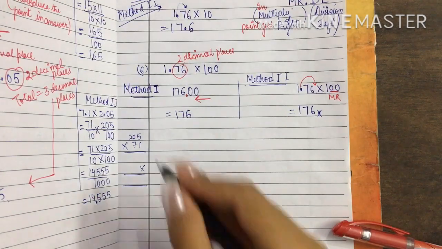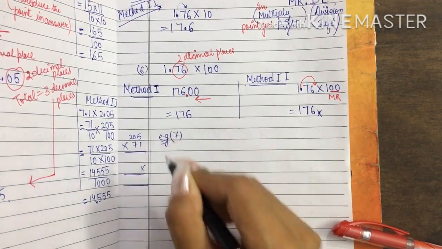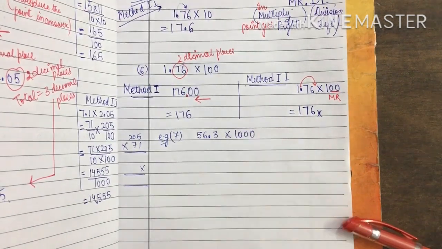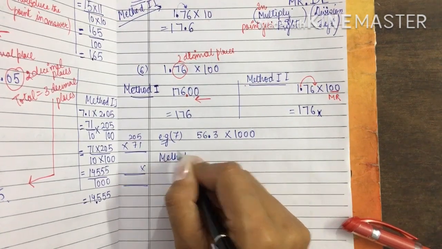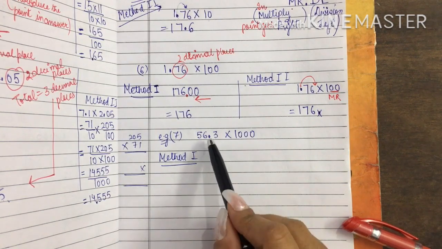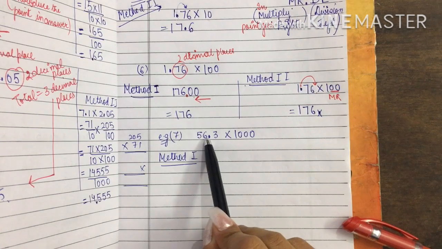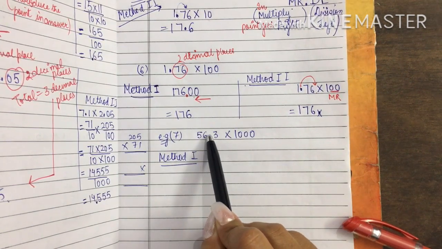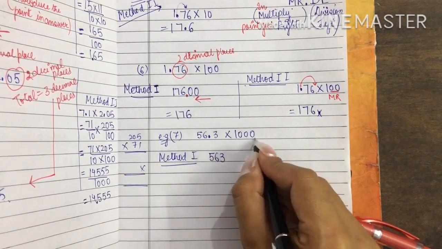Let's take one more example only for this part. Example number 7. We have 56.3 multiplied with 1000. Now let us do it with the first method. My first method tells me to multiply orally in my mind. So this is 563 if the point was ignored. If I remove this point, this is 563. 563 multiplied with 1000. So the answer will be 563 with these 3 zeros.